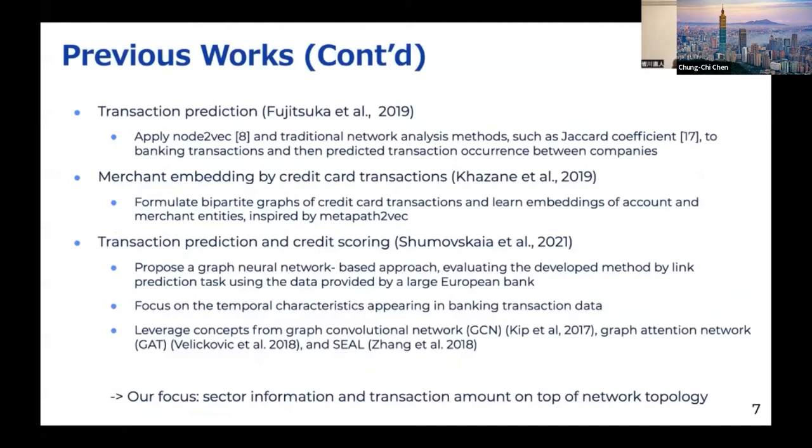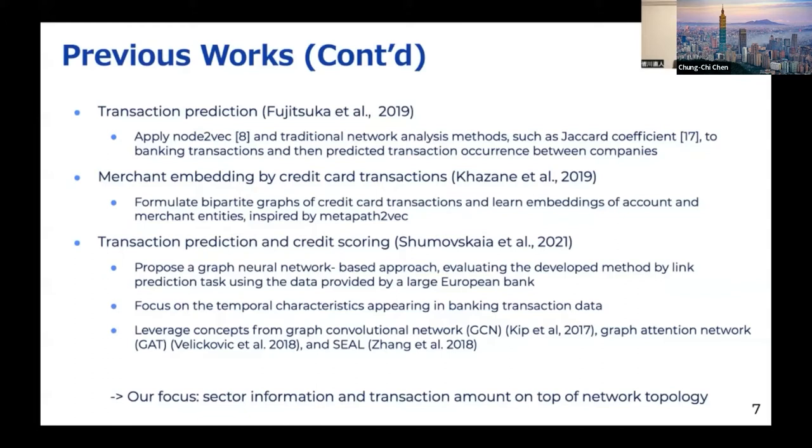The most similar work to our research is listed as follows. For example, Fujitsuka et al. 2019 did the transaction prediction using Node2Vec and also the traditional network analysis method to predict the transaction between companies. Different research is by KZN 2019. This is to get the merchant embeddings from the credit card transaction by formulating the bipartite graph of the credit card transaction and learning embeddings of accounts and merchants. And then finally, previous work by Simovskaya 2021 is to predict the transaction and also application to credit scoring.